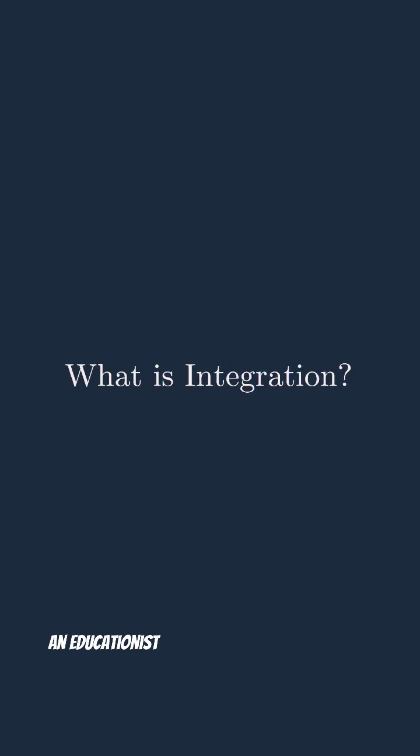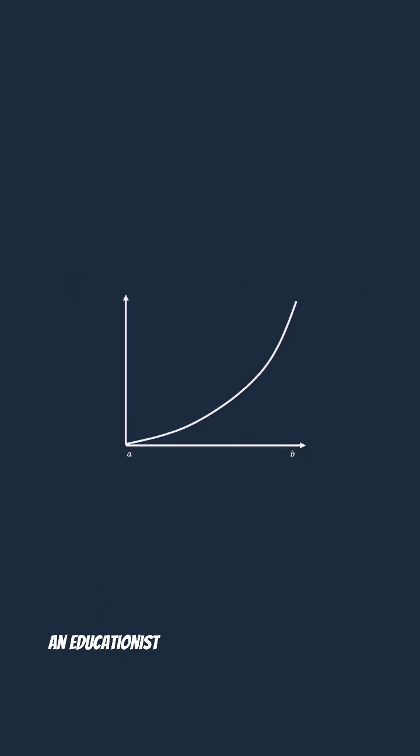What is integration? Imagine you're trying to find the area beneath a curve. One way to approximate it is by drawing rectangles underneath the curve and summing their areas. The more rectangles you add, the more accurate your approximation becomes. Integration asks, what happens when we use infinitely many rectangles, each with an infinitesimally small width, and sum up their areas?